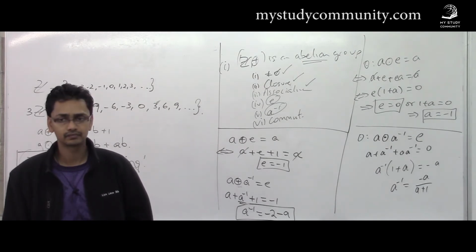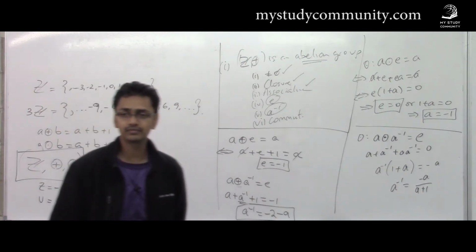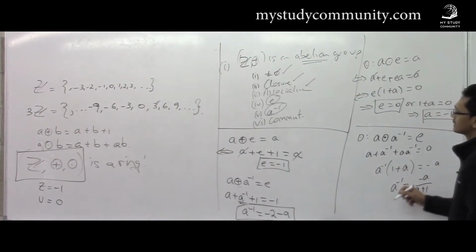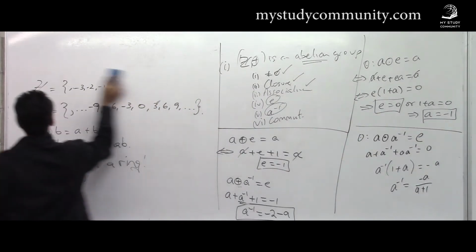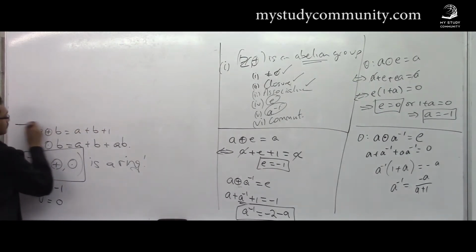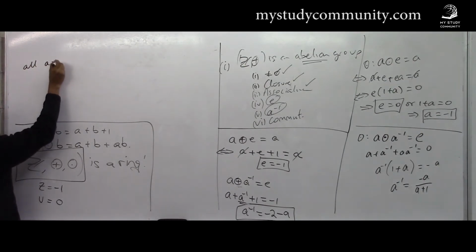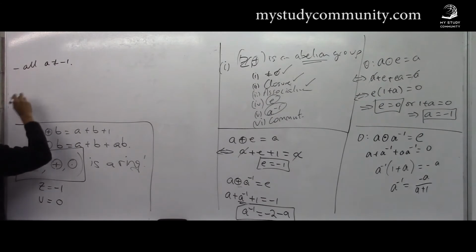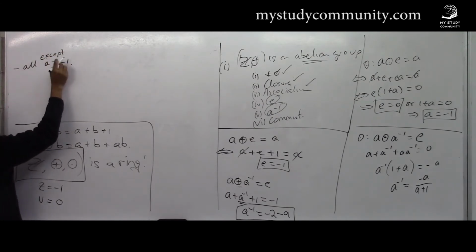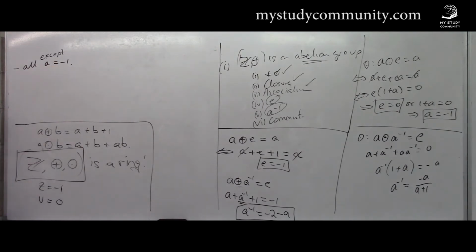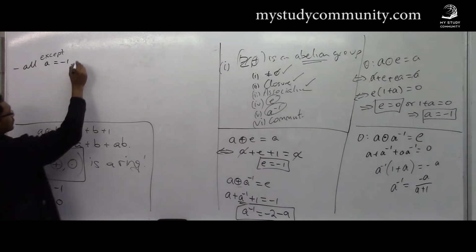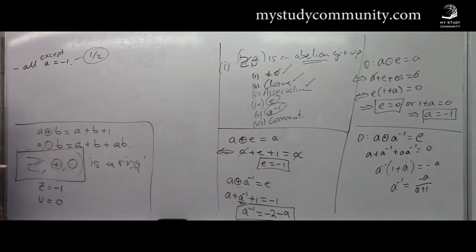Which one? All except for? So we have all except A is minus 1 or plus 1? Yes? Anybody else? Half the marks.